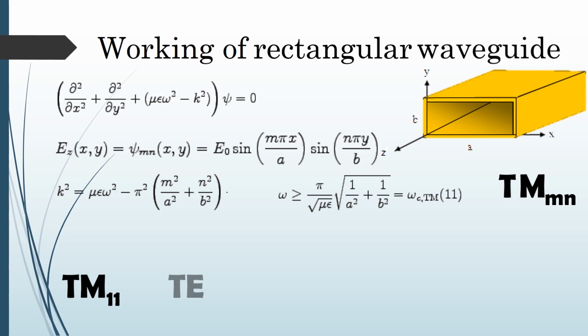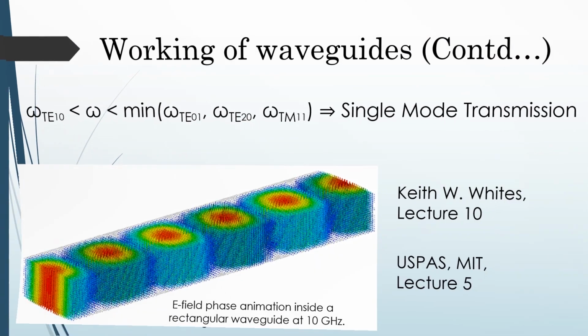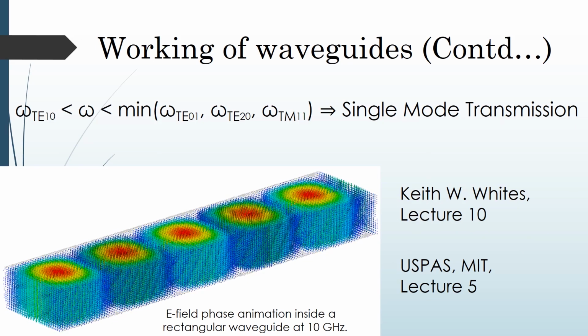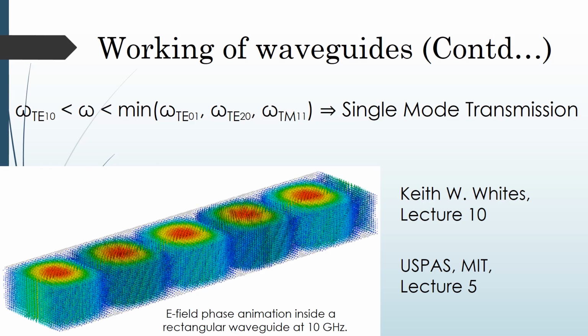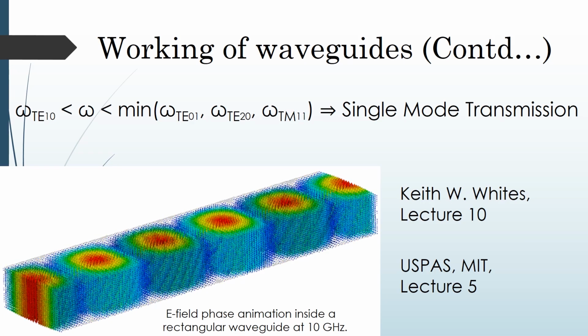We can do similar calculations for transverse electric mode where the Z component of electric field will be 0 and find similar results. One important difference, however, is that unlike the transverse magnetic case, the wave can exist in TE10 or TE01 mode. That is, one of M and N can be 0, so the lowest mode with the lowest cutoff frequency in the transverse electric case is TE10, assuming that A is greater than B. An interesting thing to note here is that between the cutoff frequency of TE10 mode and the next higher mode, the wave can exist in only one mode, that is TE10 mode.